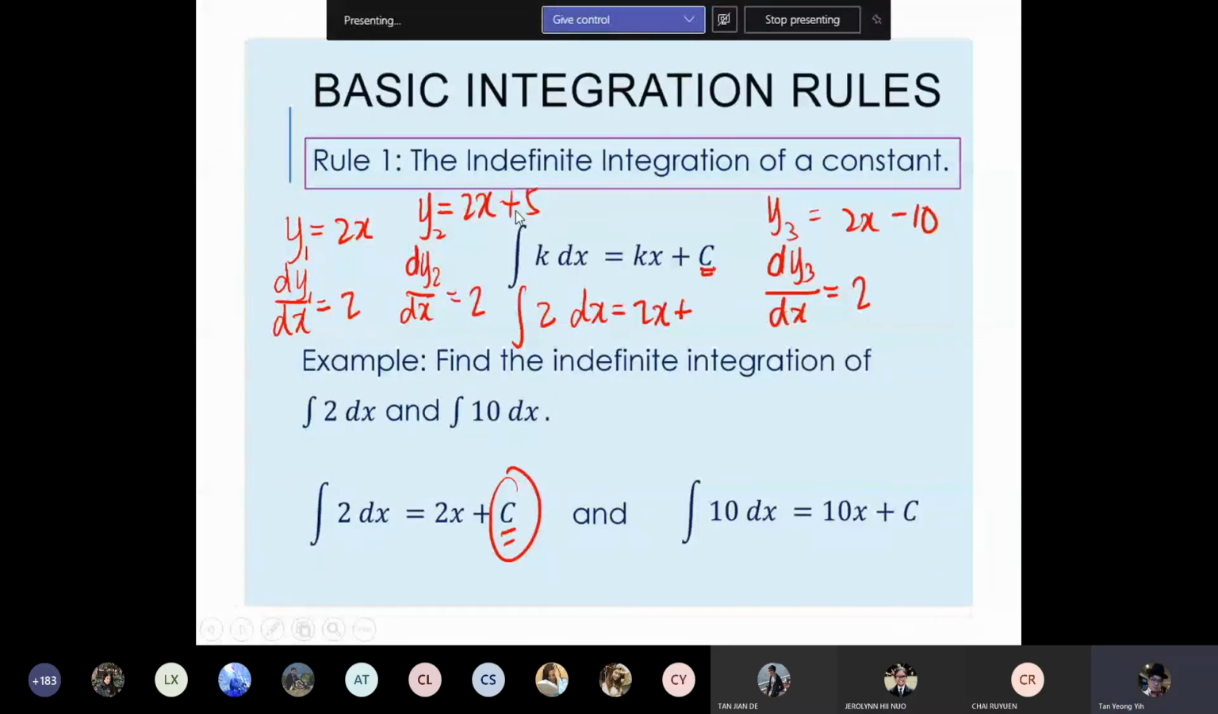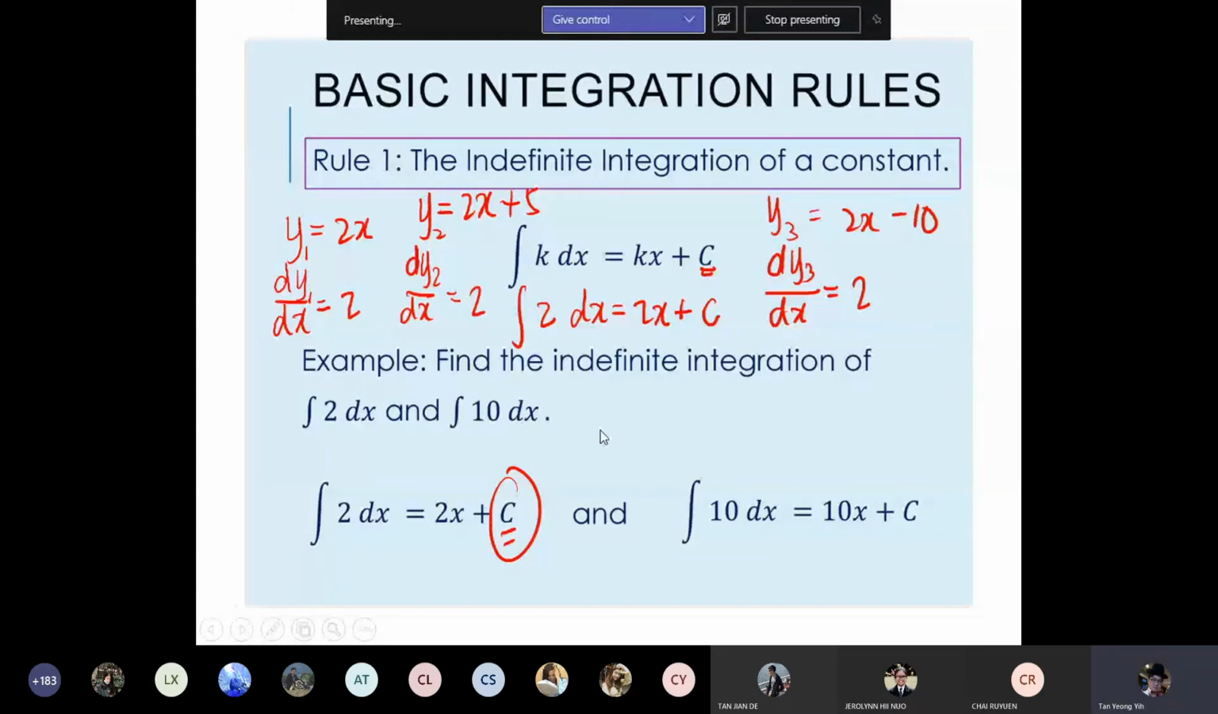So we don't know. Therefore, we just put the c here to represent that there is a constant. This constant can be any number. It can be 5, it can be negative 10, it can be 0, or it can be anything else. But we don't know what it is. Therefore, we just put plus c. I hope I explained why we need to put a c here. It's because we have a constant behind, but we don't know what the number is.